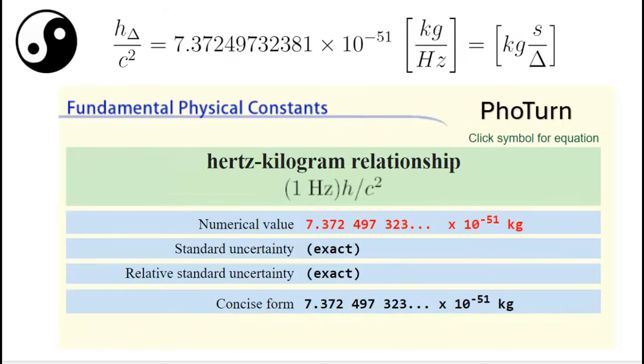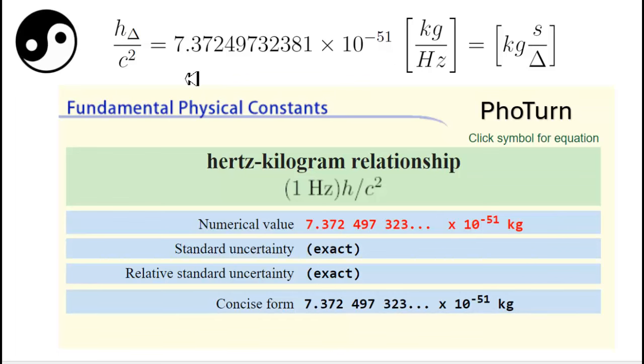But wait, there's more. They make the same mistake. They do the same thing. I have the same problem with the constant that is h over c squared. When you take h over c squared, you get another constant. This constant right here is a very small number.